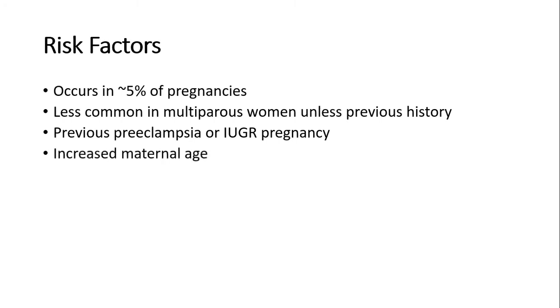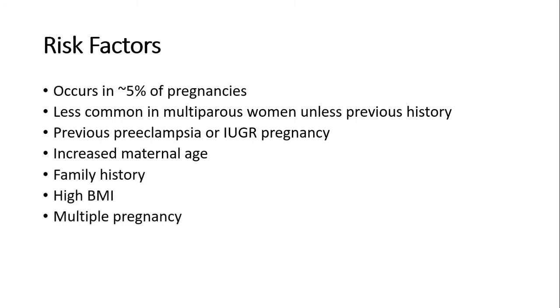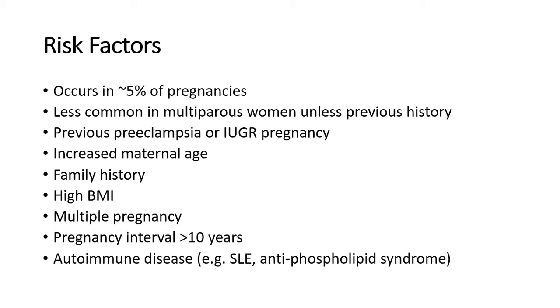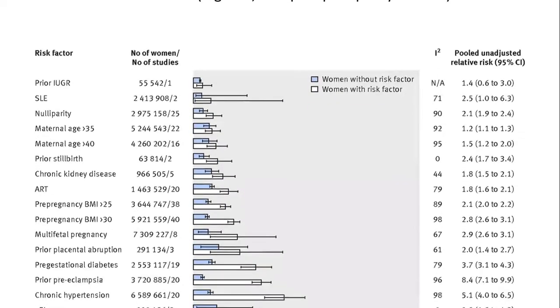talk about that later. Increased maternal age is a risk factor for most obstetric conditions, and it is for preeclampsia as well, as is family history, a high BMI, and multiple pregnancies, so being pregnant with twins or more. Pregnancy interval, so having 2 babies more than 10 years apart, increases the risk of preeclampsia in that second pregnancy, and that's to do with the mechanism of developing preeclampsia, which we'll talk about later, and autoimmune diseases such as SLE and antiphospholipid syndrome are also associated.